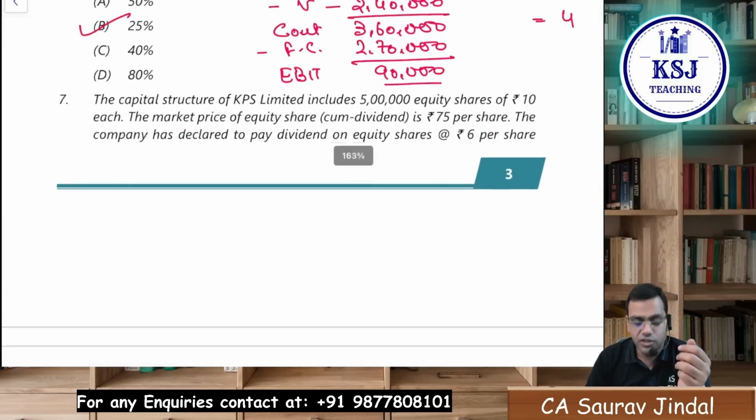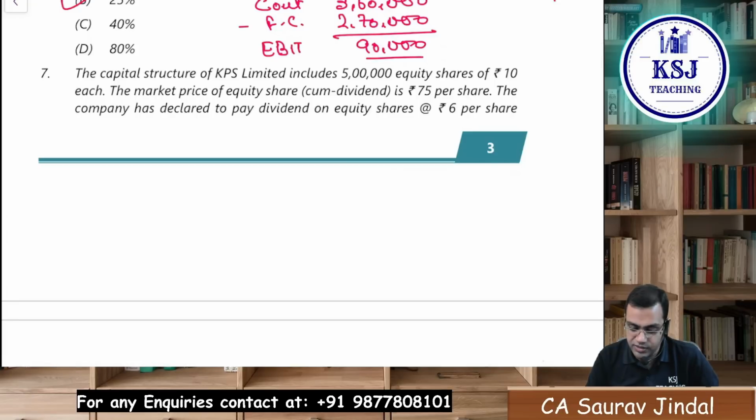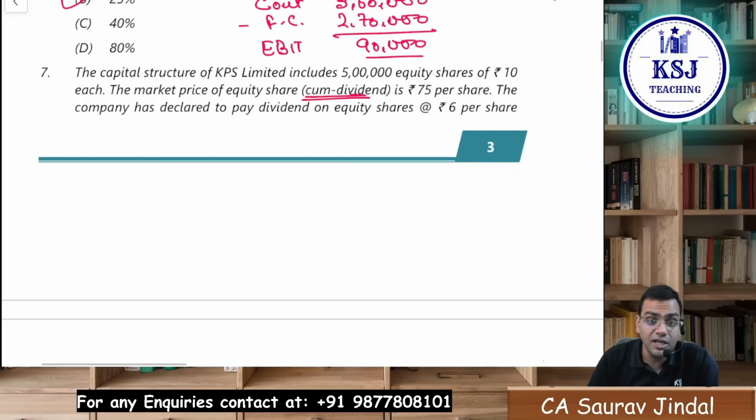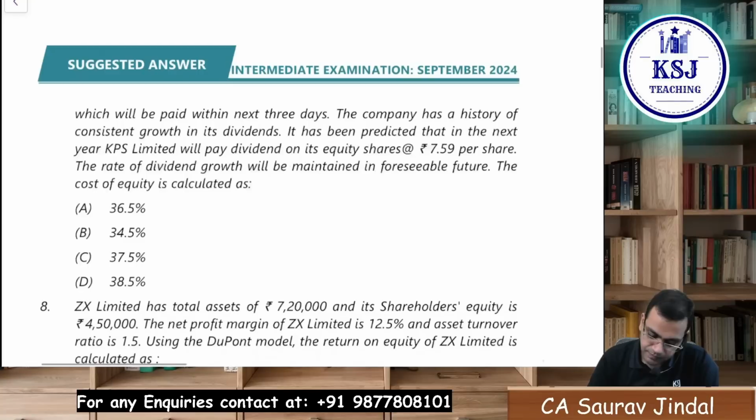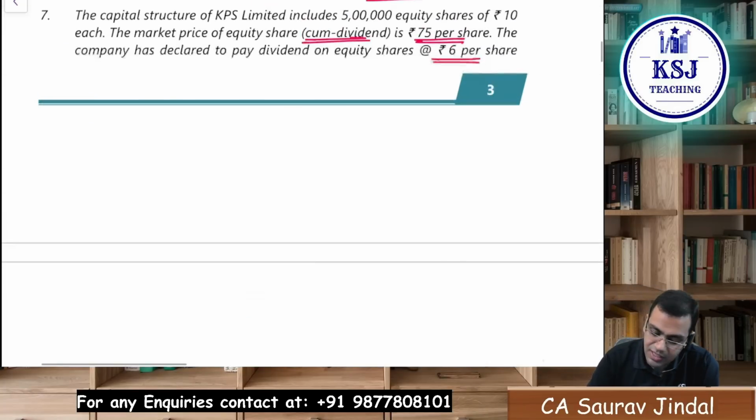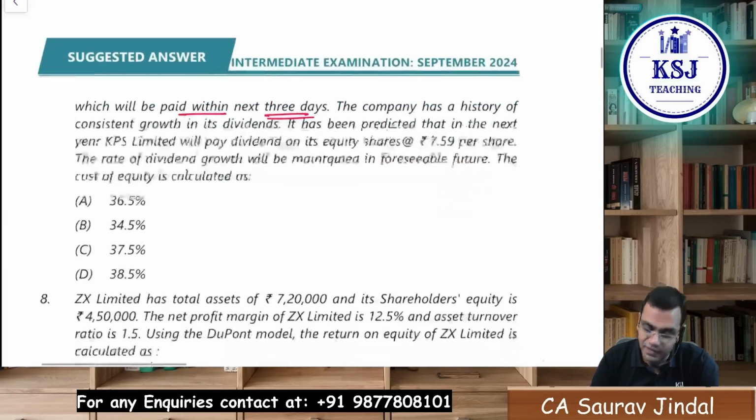The capital structure of KPS Limited includes 5 lakh equity shares of rupees 10 each. The market price of the equity share is cum dividend, that is including dividend, 75 per share. The company has declared to pay a dividend on the equity share of rupees 6 per share, which will be paid within the next 3 days. So this is the dividend of the last year that we are going to pay now. So this is D0, the current dividend.